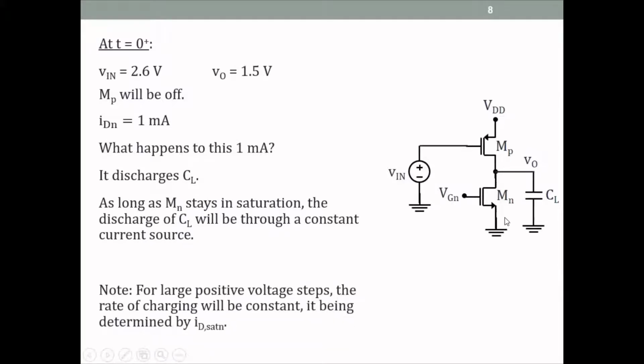All right. Also, what this is telling us is that when we apply a large input step to this circuit, because MP turns off, the rate of change of the output voltage will remain constant because it is determined by the saturation current of Mn, which is fixed to be 1 milliampere. We'll come back to this point in just a few slides.